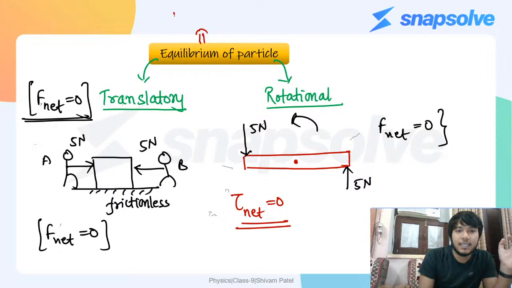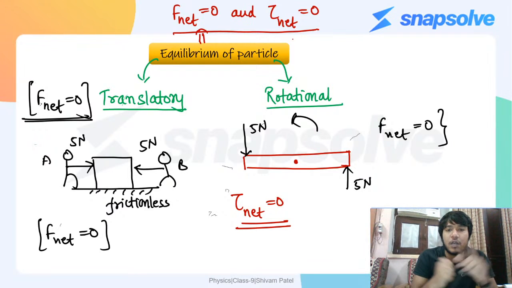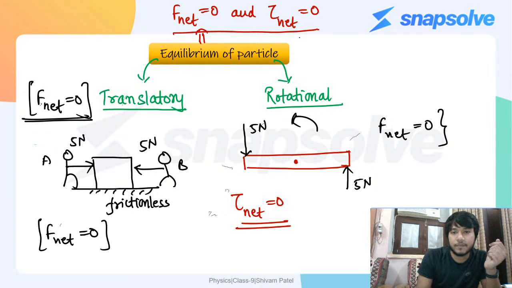Let me write it here. F net equal to zero should be there, and net torque acting on the object should also be zero. What is torque? Torque is actually the rotating effect of force. And the rotating effect of force is called torque. It is also called moment of force. Torque is also called moment of force.